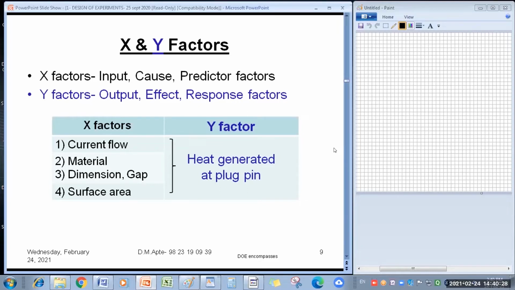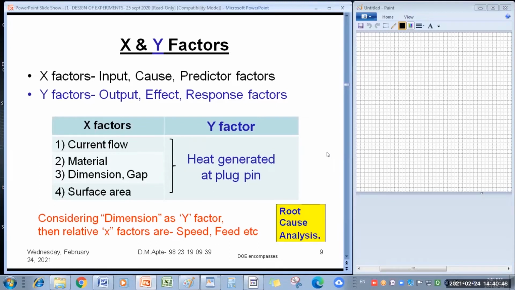Now, in our design of experiment, an exactly similar situation occurs. We have a particular Y factor, we have around 3 to 4 X factors. The Y factor will always be one, only one.